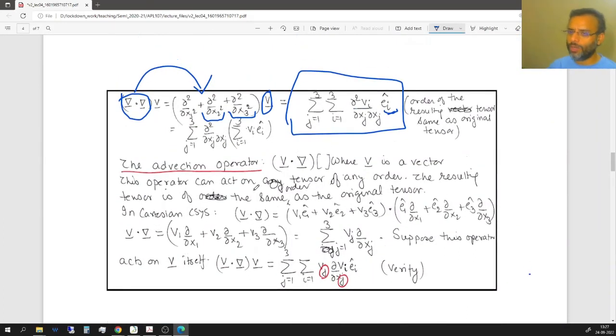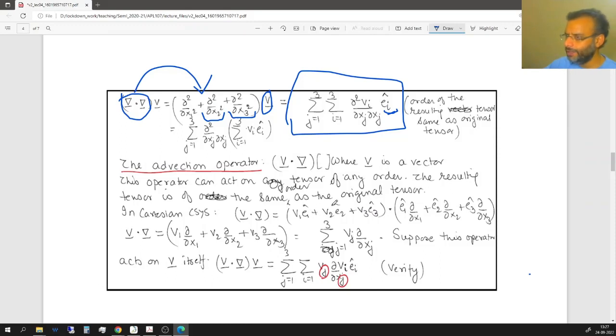Now let's talk about the advection operator. V dot del is the advection operator, where V is a vector. This operator can act on a tensor of any order. The resulting tensor will have the same order as the original tensor. In Cartesian coordinate system, I write V as V1 E1, V2 E2 and V3 E3. I have to take the dot product with the del operator itself. I have not shown all the steps.